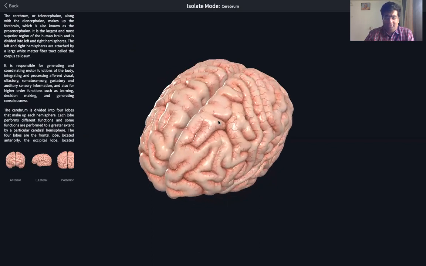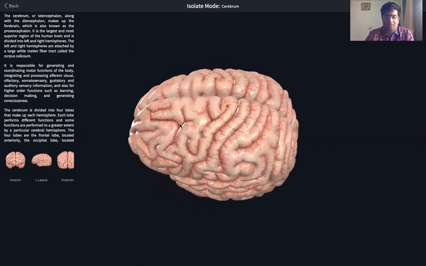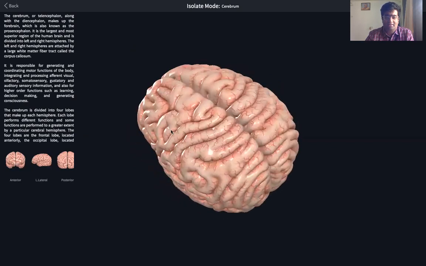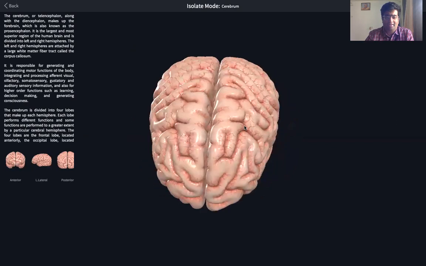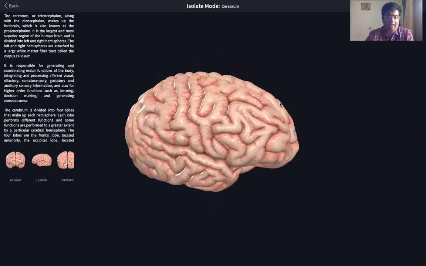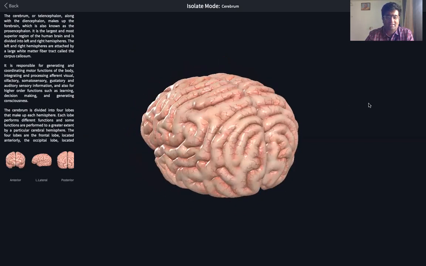Now the foldings are basically called the gyri, and the grooves are called the sulci. Gyrus is singular and sulcus is singular. The plural form of gyrus and sulcus is gyri and sulci. So the folds are called the gyri, and the grooves are called the sulci.